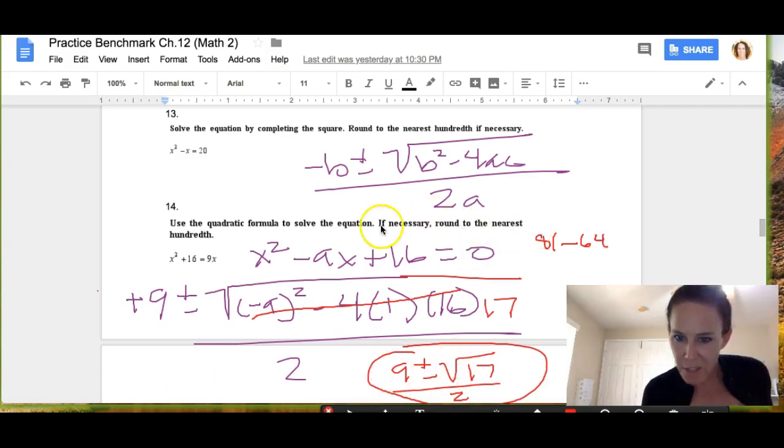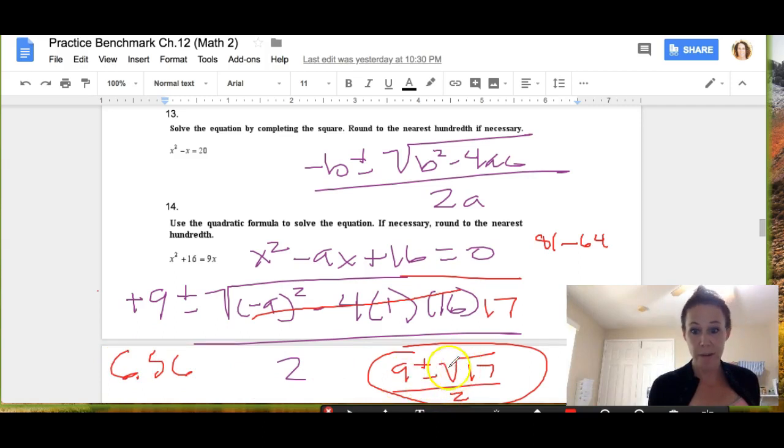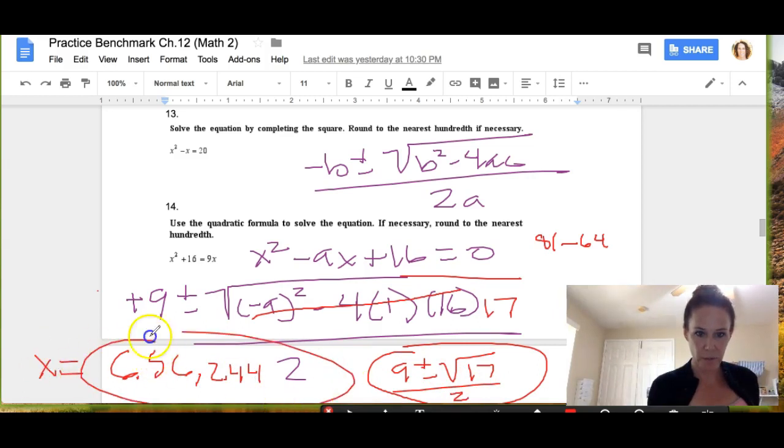Real quick, if it asks you to round to the nearest hundredth on the test, just plug in radical 17 on your calculator, and then you're going to go 9 plus that, and divide that by 2, and you're going to get 6.56. And if you do 9 minus radical 17 divided by 2, you're going to get 2.44. So both of these values are also correct. You can do both of these.